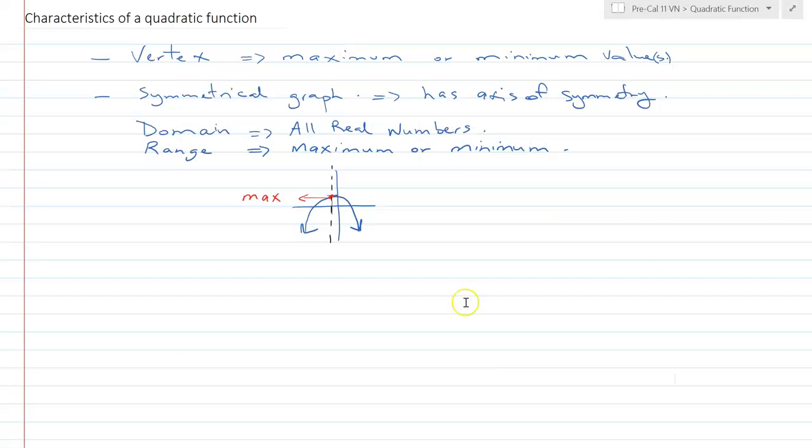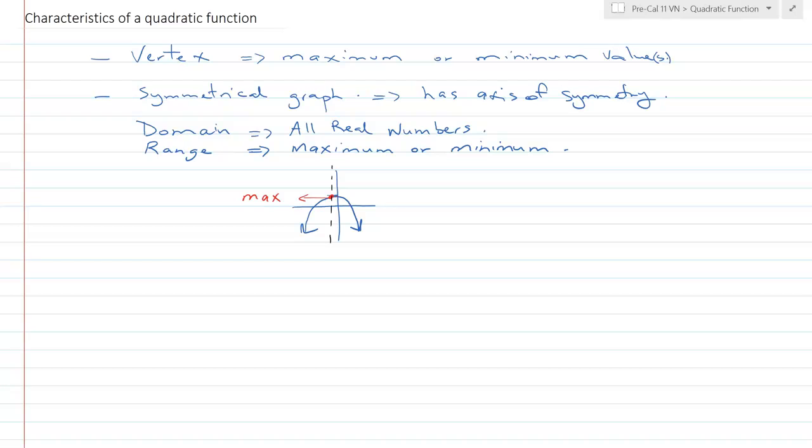The part that is also important is domain and range. With quadratic functions, the domain is always all real numbers, but the range is where your maximum or minimum value is, depending on what kind of graph you have. If you have an upside-down graph, you're going to have a maximum value because y will have a maximum value. There's a ceiling to the value of y.